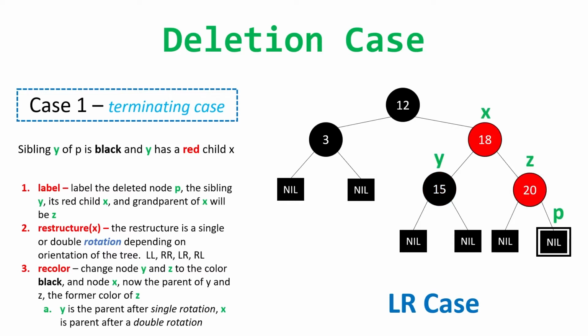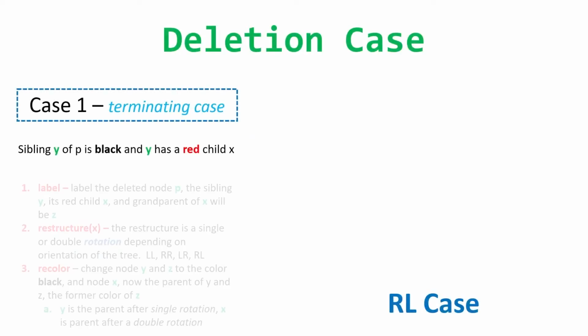And now we just recolor. Okay, so we change node Y and Z to the color black, and node X gets the former color of Z, which was red. Okay, and then we can get rid of the promoted node's extra black node. Okay, it's not a double black node anymore, and we're done. Okay, let's go over one more subcase, which is the last one.